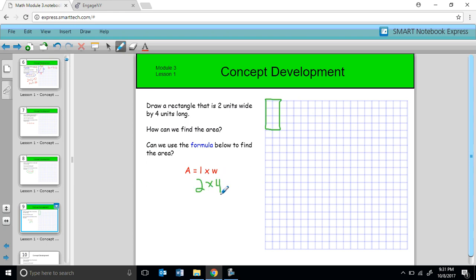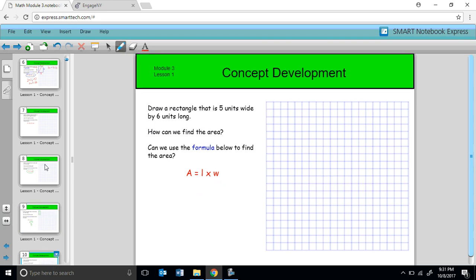Guys, what's 2 times 4? Yep, 8. That's my area, and I'll double check. 2, 4, 6, 8. There we go. I double checked. I counted the inside. 2, 4, 6, 8. Pretty easy, right? I thought so.